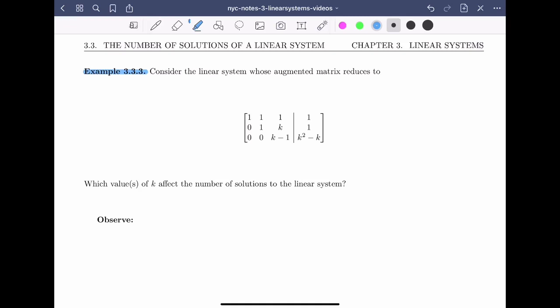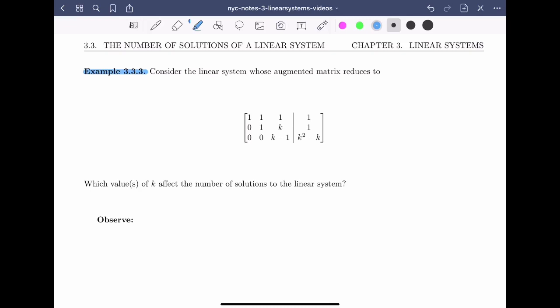Notice that this matrix has 4 columns and 3 rows. This means that the linear system that it came from must have 3 equations, each in 3 variables. The first row of the matrix is 1, 1, 1, and 1. The second row is 0, 1, k, and 1. And finally, the third row is 0, 0, k minus 1, and k squared minus k.